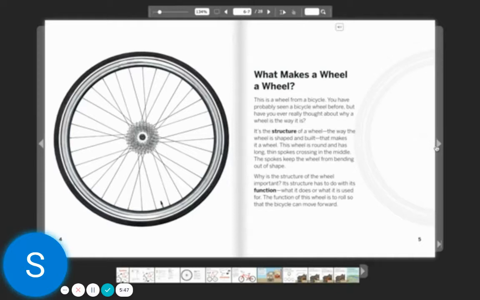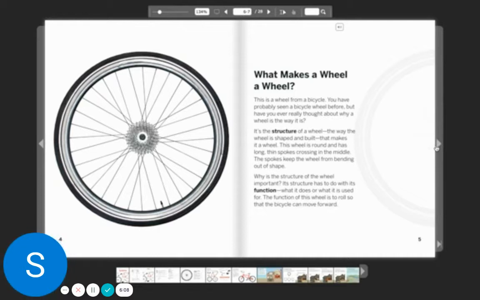What makes a wheel a wheel? This is a wheel from a bicycle. You've probably seen a bicycle wheel before, but have you ever really thought about why a wheel is the way that it is? It's the structure of a wheel, the way the wheel is shaped and built. It makes it a wheel.